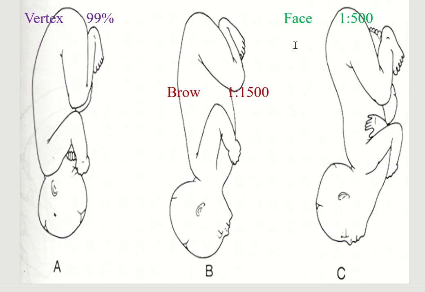This diagram is showing the three presentations. First is the normal vertex presentation, in which the presenting diameter is the suboccipitobregmatic. And the second is the brow presentation, in which there is an extension midway between the occiput and the face. And third is the face presentation, in which there is a full extension of the fetal head, and the presenting diameter is submentobregmatic.